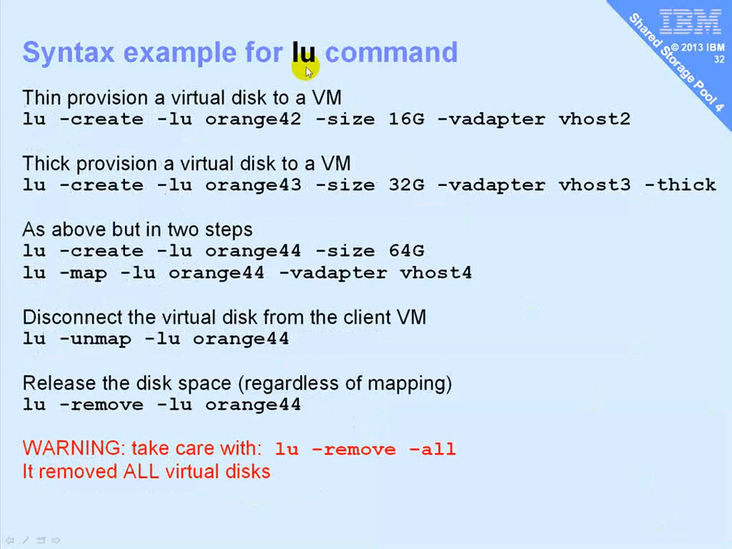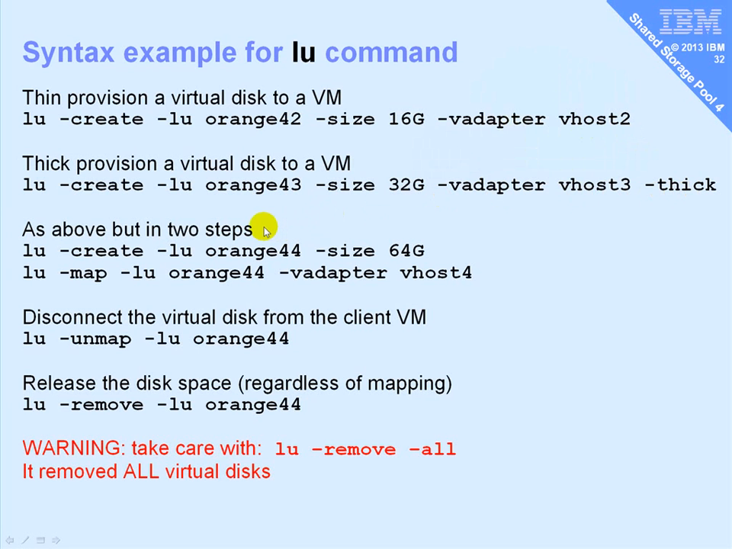Let's move on to the LU command. This is the one that we'll be using all day, every day, as we connect virtual disks to our clients. The first option up in here then is LU -create. Give it the name and the size, 16G for gigabytes, M for megabytes. Then the vadapter. This is the virtual SCSI client adapter that goes to the virtual machine. If we want, instead of thin provisioning, thick provisioning, then we're going to put -thick at the end. I'm always going to smile when I type in that option.